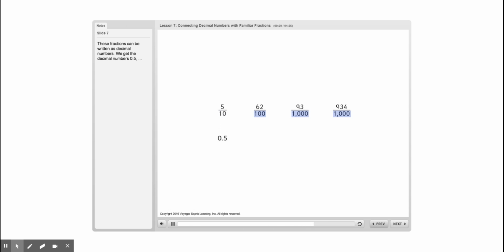We get the decimal numbers 5/10ths, 62 hundredths, 93 thousandths, and 934 thousandths. We have also worked with familiar fractions like 1/4, 1/2, and 3/4. These can also be written as decimal numbers. 1/4 equals 25 hundredths. 1/2 equals 5/10ths. And 3/4 equals 75 hundredths.